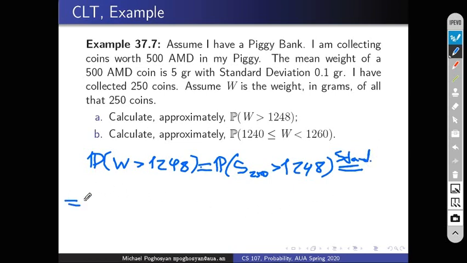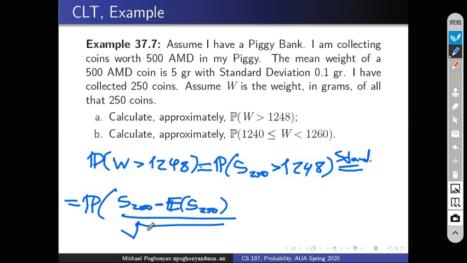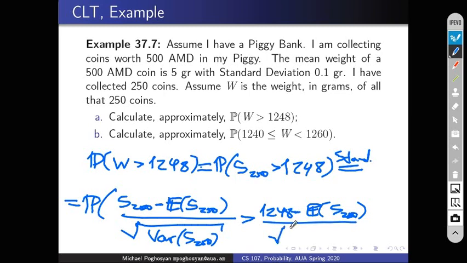Sorry for that again. So the probability that S250, minus, I need to subtract the expected value of that, the mean value, then divide by the square root of the variance of S250, is larger than, I'm doing the same transform with that number: minus the expected value of S250 over the square root of the variance of S250. So in fact, this and that is the same. Now I'm continuing from this point.